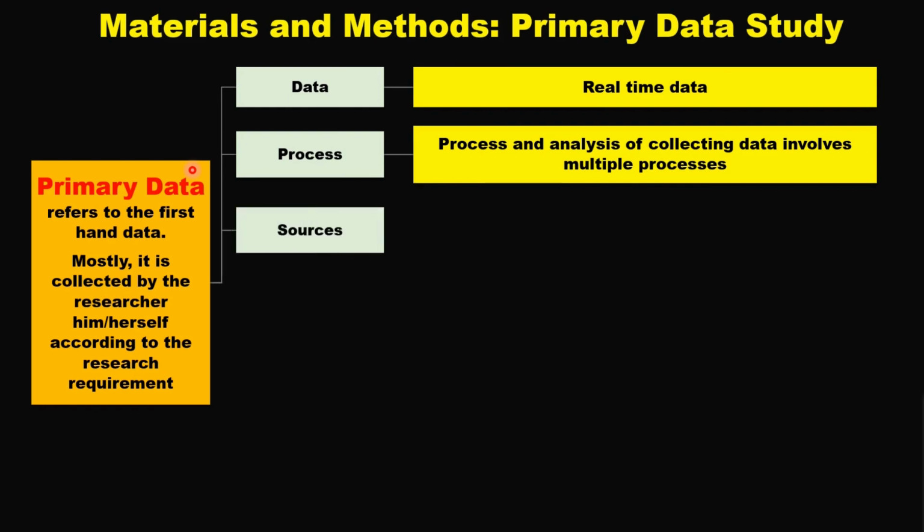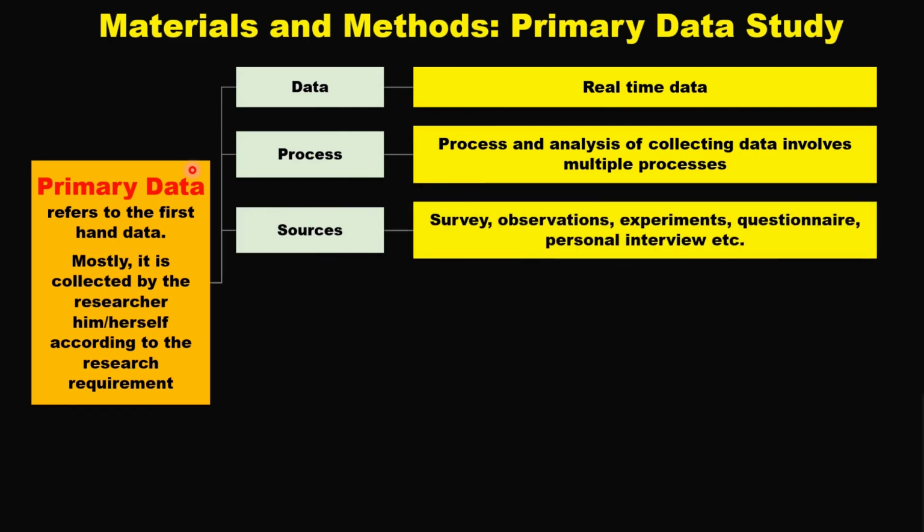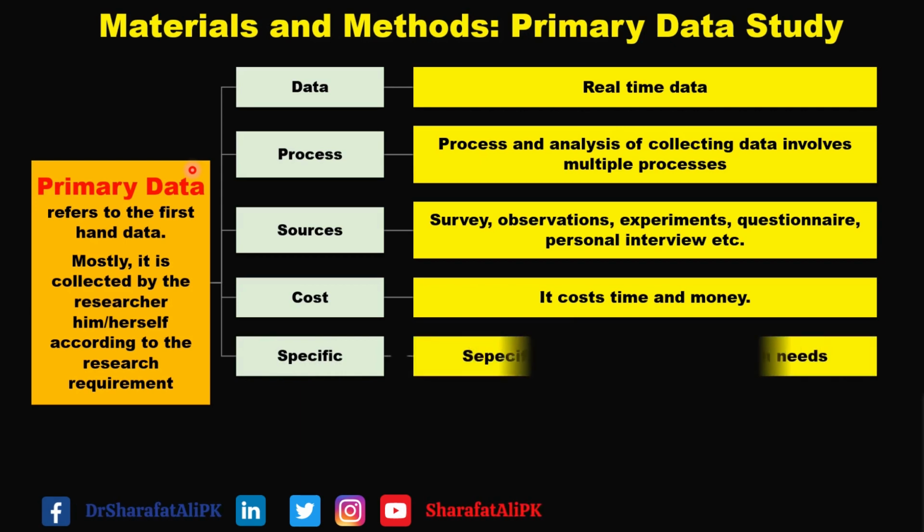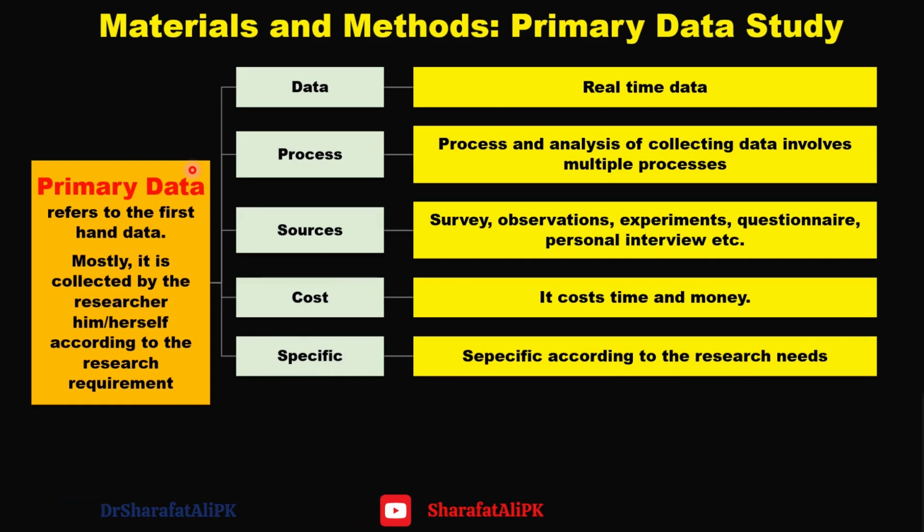Primary data is collected through surveys, questionnaires, observations, experiments, personal interviews, etc. However, collection of primary data involves costs in terms of time and money. It is also notable that primary data is specific according to the research needs, depending on the research questions, objectives, and scope of the research topic.